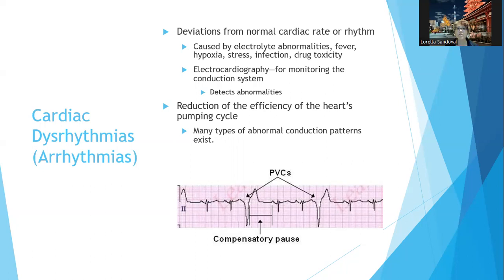Electrocardiography for monitoring the conduction system detects abnormalities in the heart rhythm. So when you have abnormalities in the heart rhythm, it reduces the efficiency of the heart's pumping cycle. There are lots of different types of abnormal conduction patterns, and we'll talk about some different ones and why they are a problem and which ones are the most dangerous.